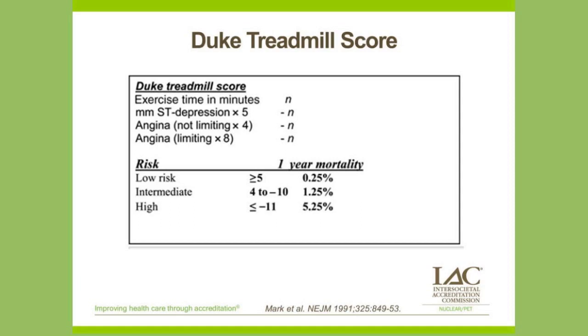And for our patient in this prior study, I think he had 7 minutes, so 7 minus 1 millimeter ST depression times 5, so that's 2, minus 4 for non-limiting angina, so his score was -2.